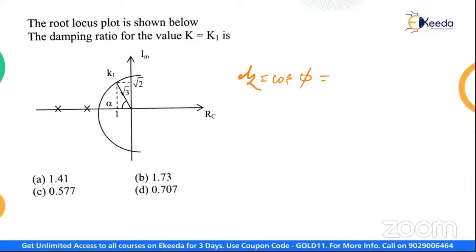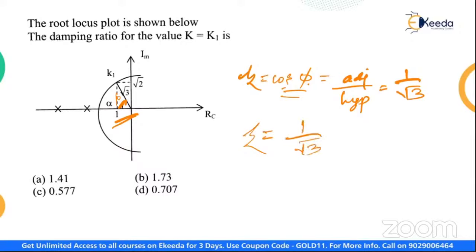See here, cos phi. Take this angle, for example, this angle is phi. You please take the cos phi of it. Cos is nothing but adjacent upon hypotenuse, correct or not? So the adjacent side is nothing but 1. Hypotenuse is nothing but root 3. So it is nothing but 1 over root 3. And this cos phi is nothing but zeta only. So indirectly you have got the value of zeta to be equal to 1 over root 3.